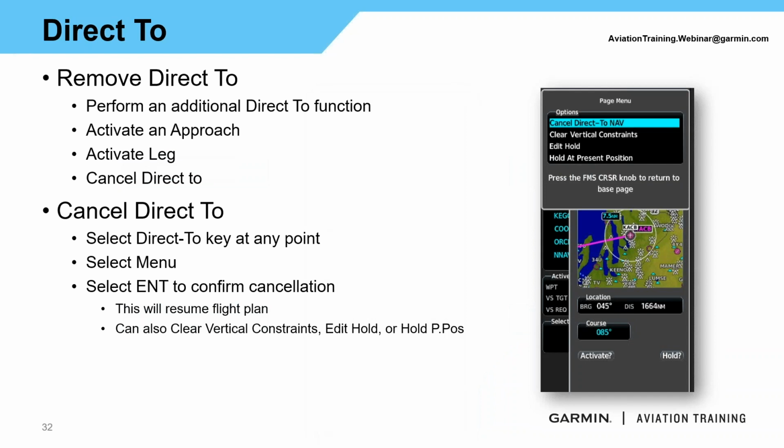So how do we remove a direct to? Well, we could just perform an additional navigational function, such as putting in another direct to, activating an approach, activating a leg, or canceling the direct to. To cancel a direct to, that will put us back on the flight plan, on the nearest point of the flight plan, basically. So to cancel, we just press the direct to hard key and then press menu, and we are good to go. We just press enter when we're highlighted over cancel direct to nav.